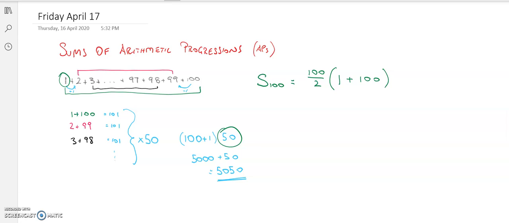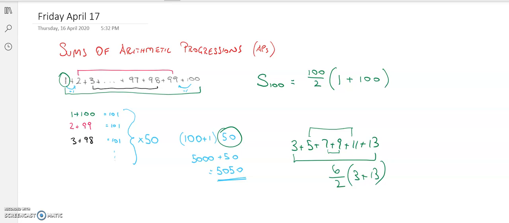Now, if we change these numbers, obviously we can have different numbers of terms, and the first and last are going to change. But if I take another set of numbers, 3 plus 5 plus 7 plus 9 plus 11 plus 13, then the first and the last in this case is 3 and 13. It's 16. Right, and the 5 and the 11 is 16, and the 7 and the 9 is 16. So in this case, with my 6, I would have 6 over 2 by 3 plus 13. So this is a pattern that will work for any arithmetic progression.